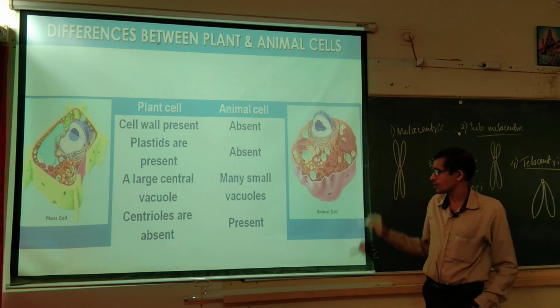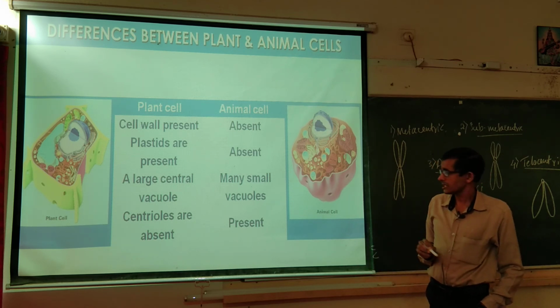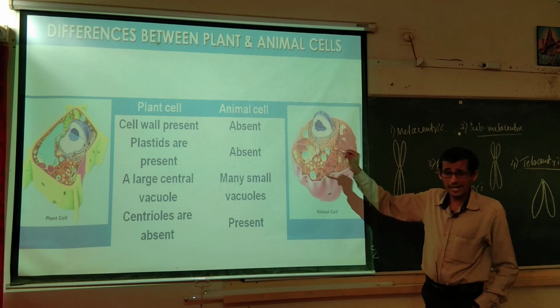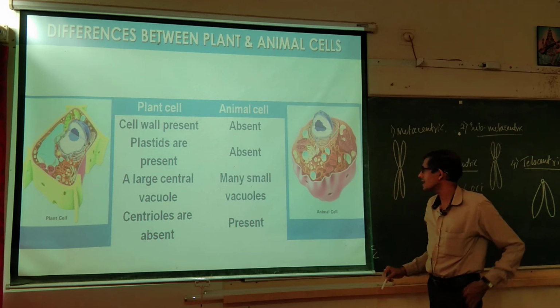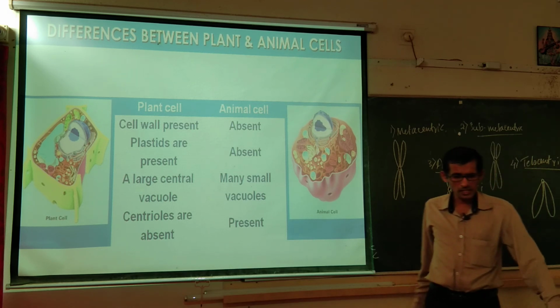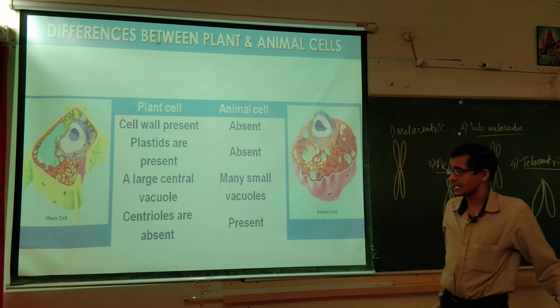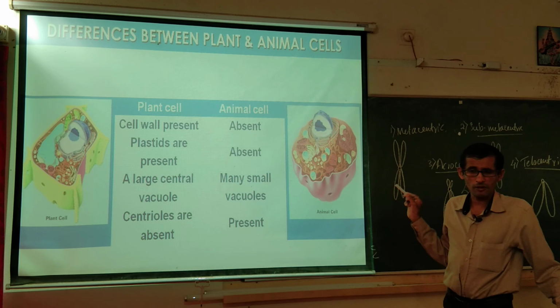Then centrioles are absent in the plant cell. Here centrioles are present in the animal cell. That is the major difference between plant cell and animal cell. Make a note of it, one of the important questions. Okay.